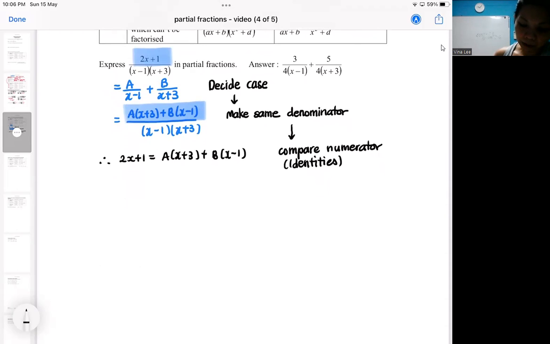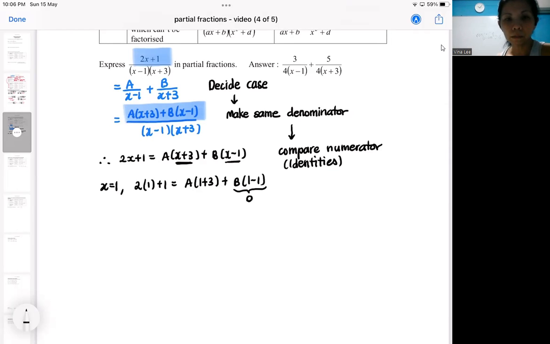So you look at the brackets. How do you make the bracket zero? For example, x equal to 1 will make one of the brackets 0. So this is the one that will make it into a 0. And that's how you are able to find your A.